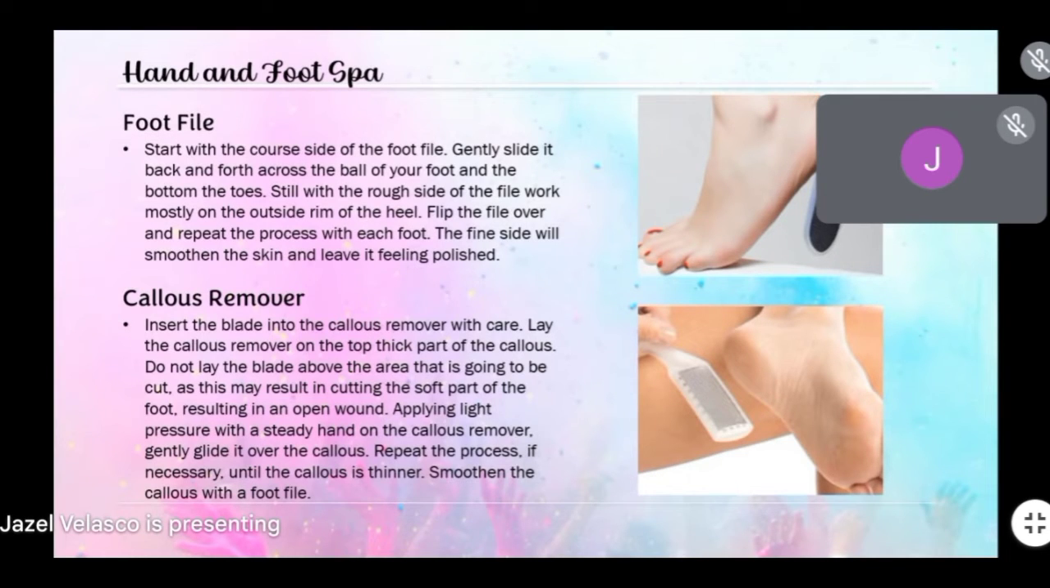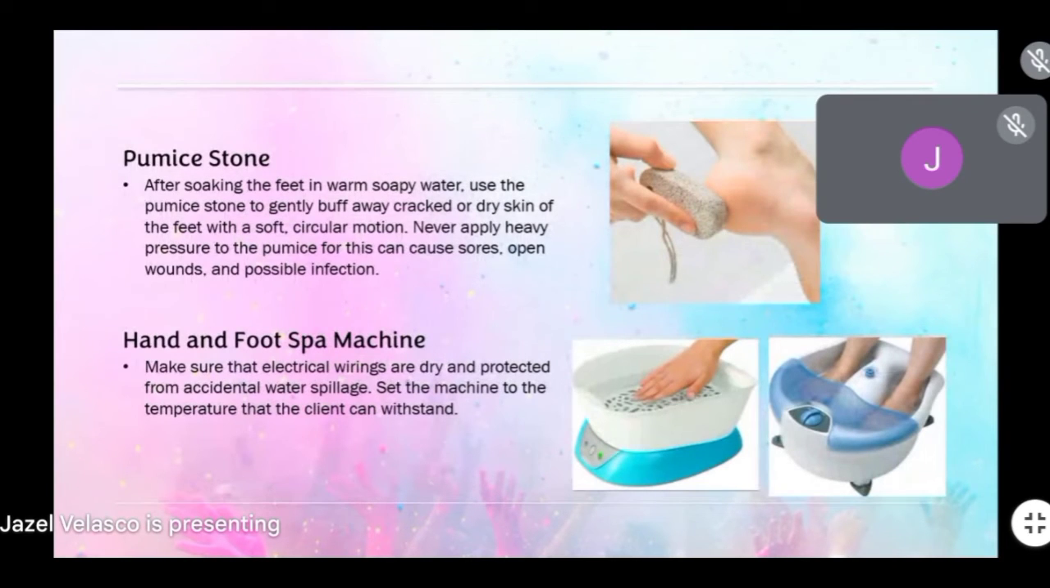Next is the callus remover. It is to make our callus thinner and smoother. Next is the pumice stone, used to remove dry and dead skin. And never apply heavy pressure to the pumice, for this can cause sores, open wounds, and possible infection. The hand and foot spa machine.